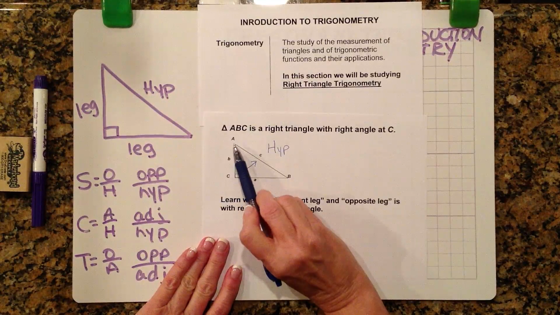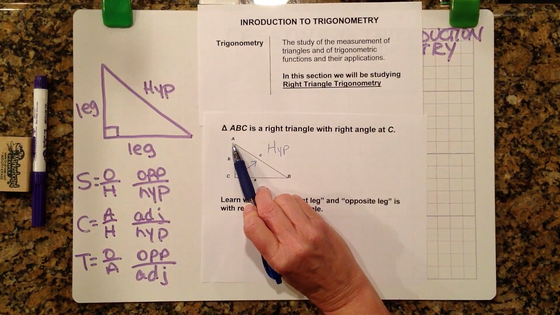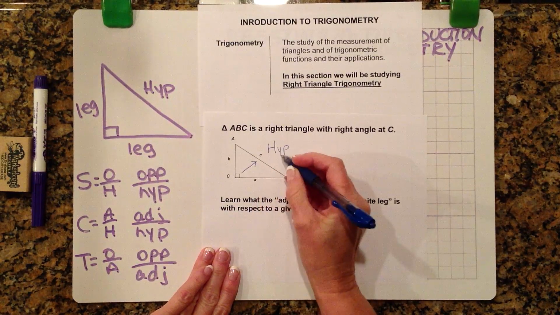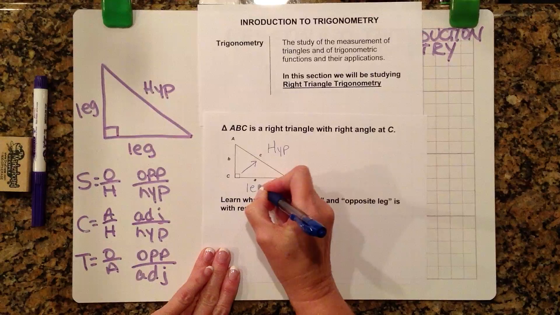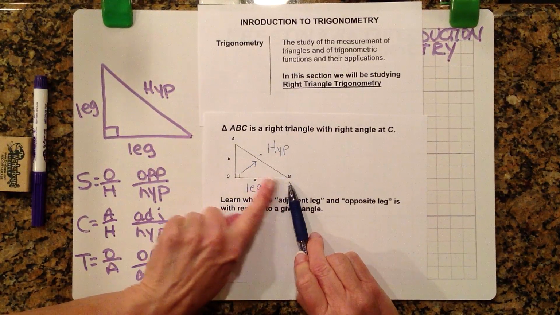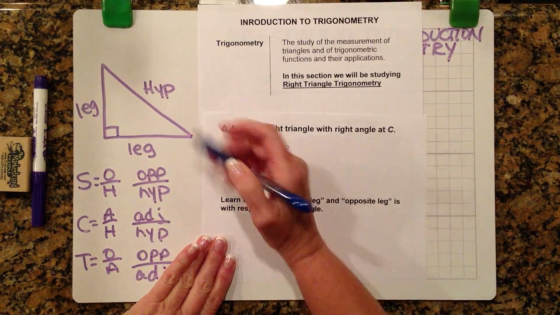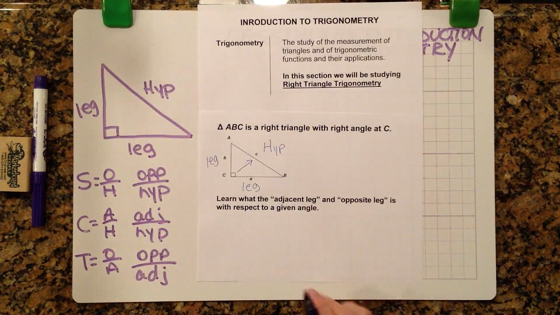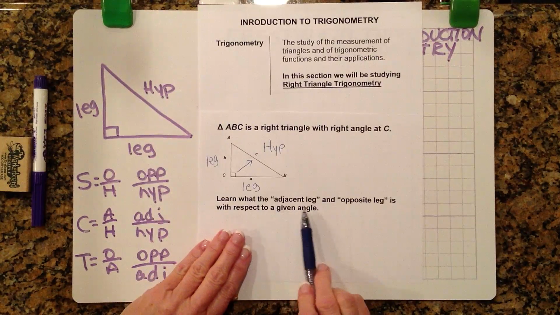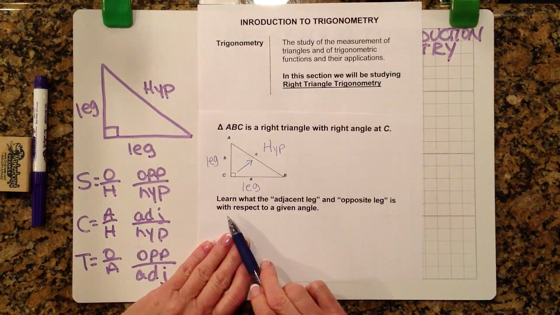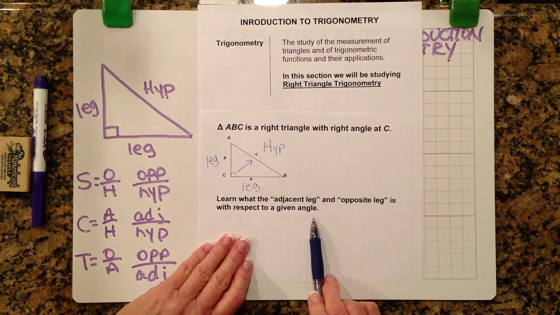We have side A, angle A, and it is opposite side A. And this hypotenuse, and this is going to be a leg. Then you have side B, or angle B, and it's opposite side B. And this is a leg also. And you already know that. So here's a concept we need to learn before we start doing trigonometry. We need to learn what the adjacent leg and the opposite leg is with respect to a given angle.